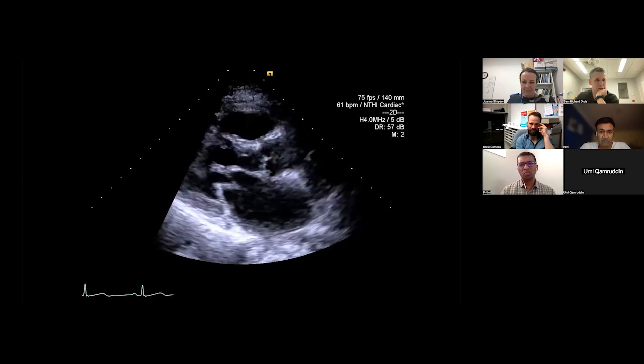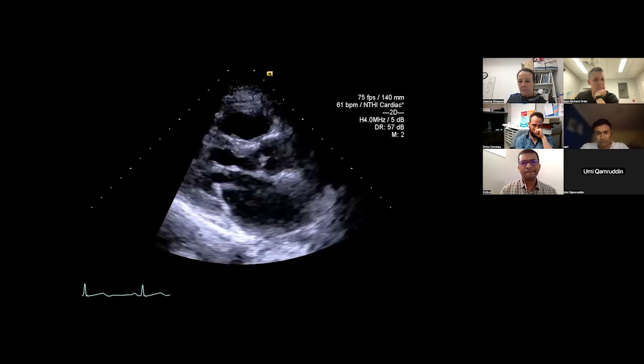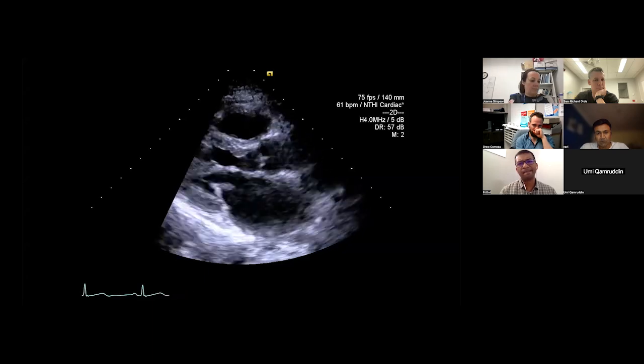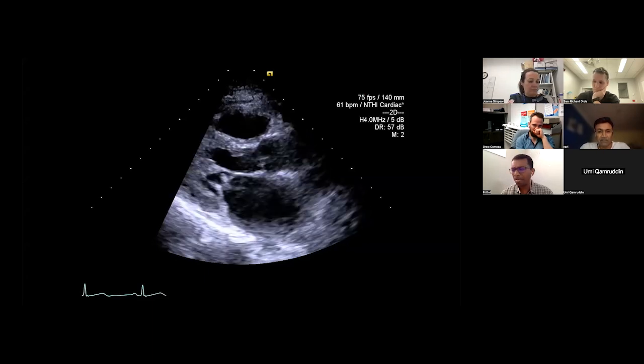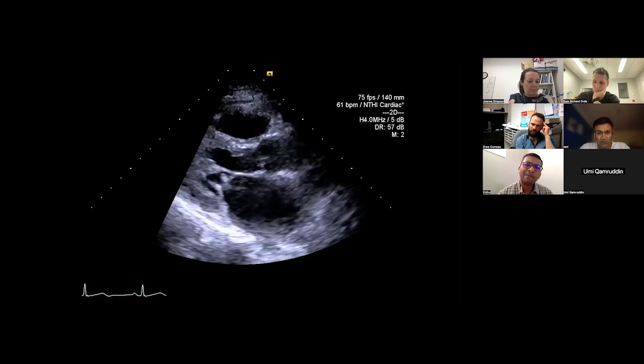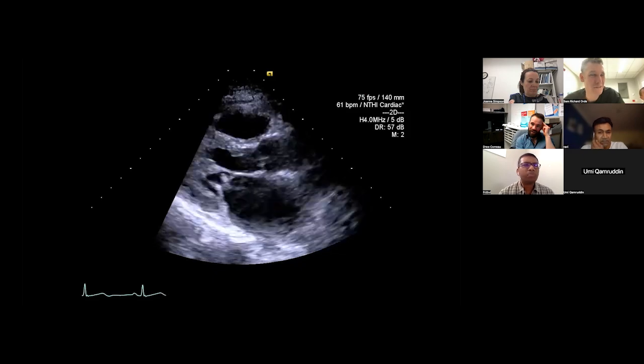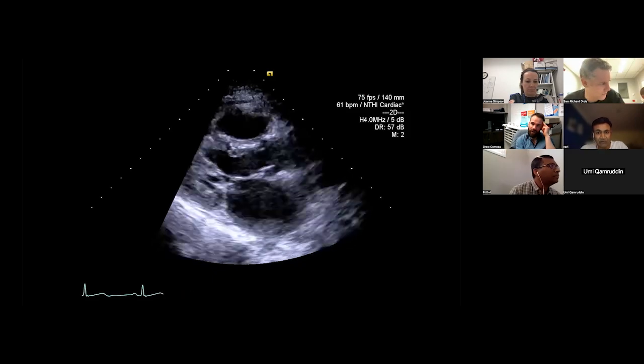Long axis view, mitral valve: a very thickened mitral valve with restricted opening, and possibly heterogeneous echogenic material at the tips of the mitral valves, which is not having any independent motion. Sorry, the frame rate is very low here. I'll try and get this internet better.